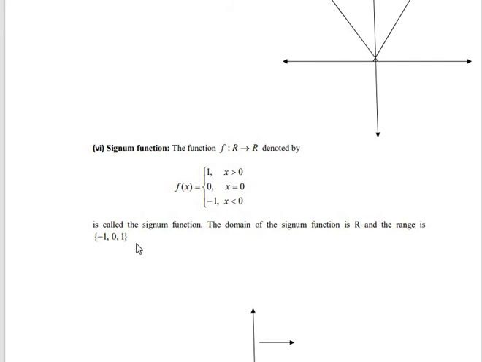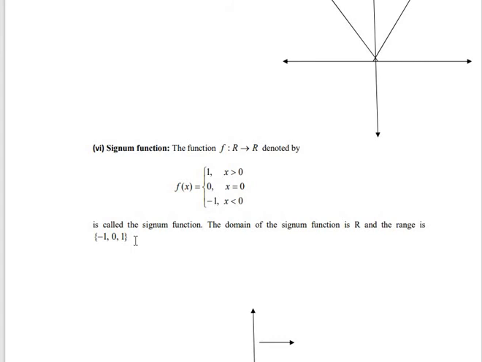And the range is -1, 0, 1. Now tell me why the range of the signum function is -1, 0, 1. Do you remember the definition of a range? It is the image of the points. Now see, for any real number, you will get only these three images: 1, 0 and -1. So that's why the range of a signum function is -1, 0, 1.